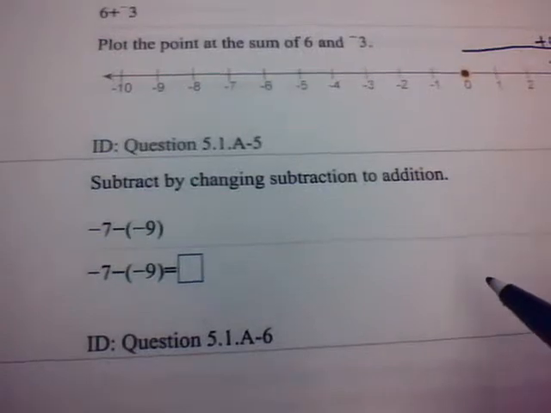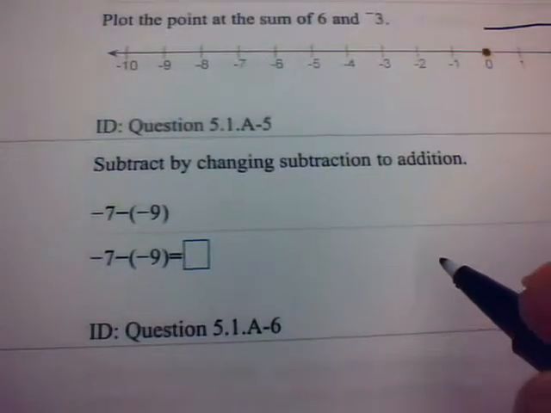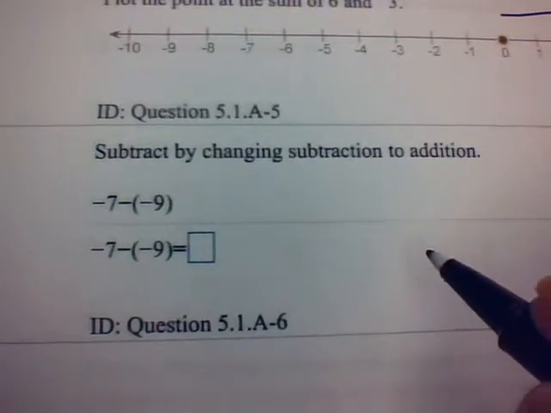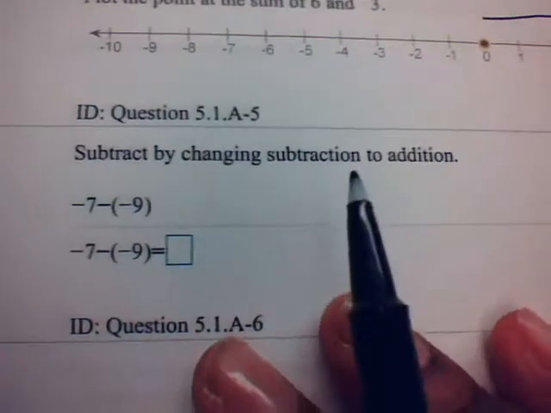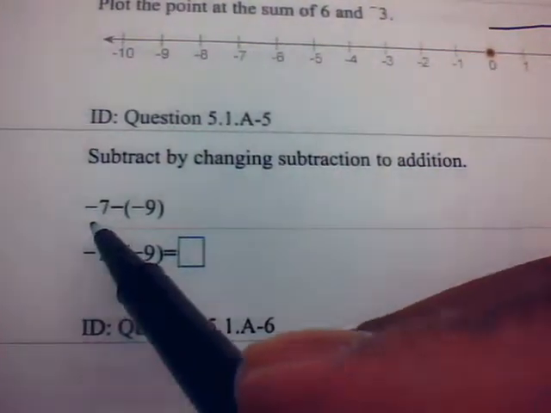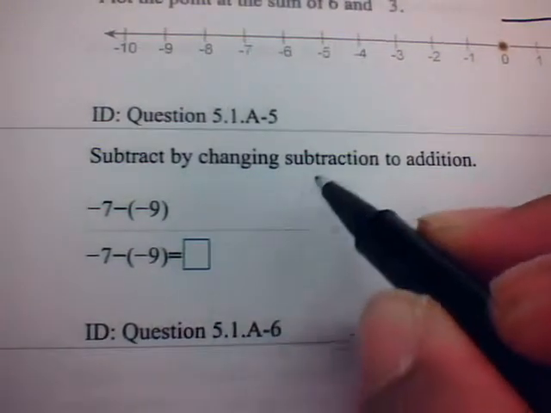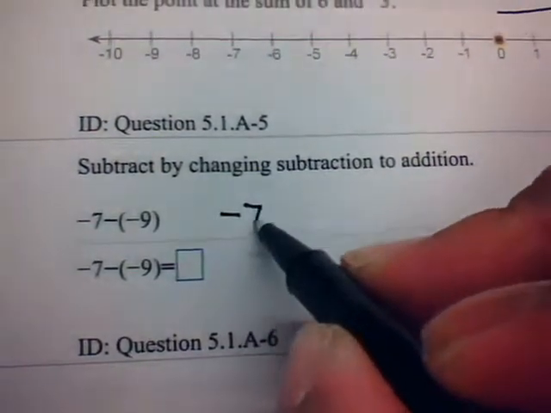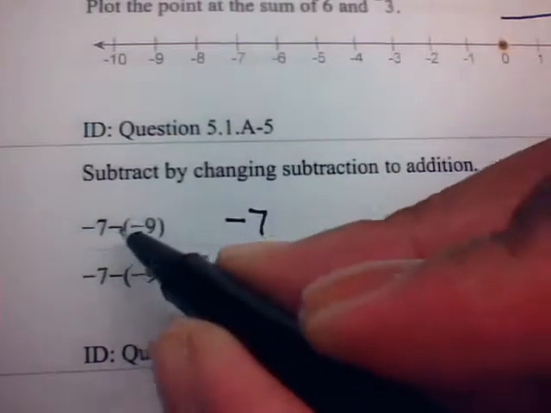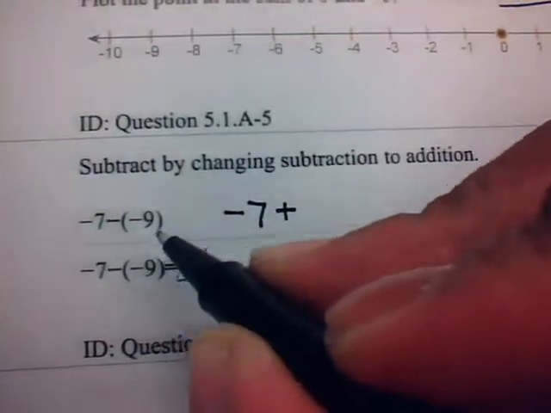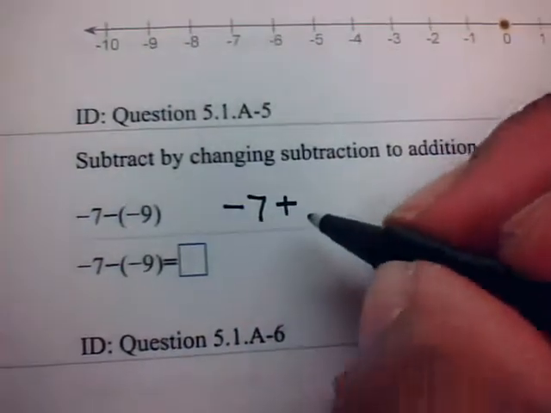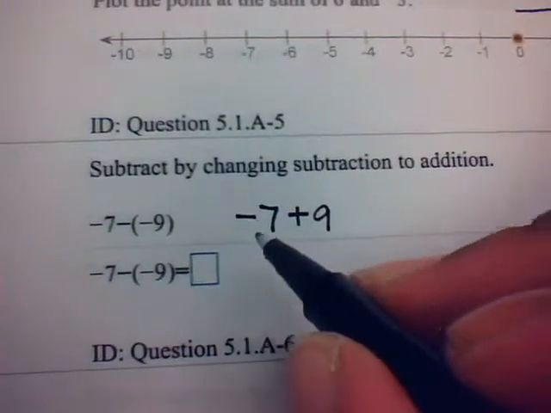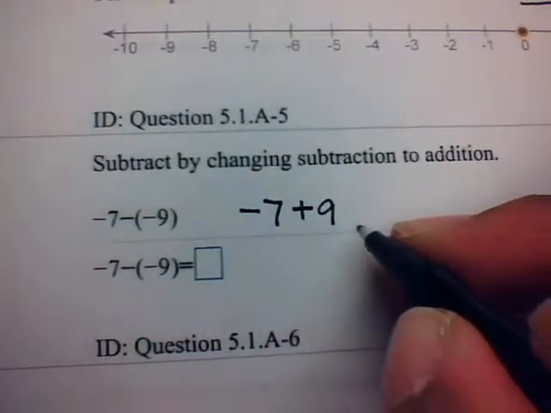And then number 4 is to subtract by changing subtraction to addition. Here we got negative 7 minus negative 9. In this case, we're subtracting negative 9 from negative 7. So here there is a rule: when we subtract integers, we always add the opposite. So here, we're going to bring over negative 7. Our subtraction will change to addition, and then we're going to take the opposite of negative 9, which is simply going to be 9. So now we have an addition problem of negative 7 plus 9.